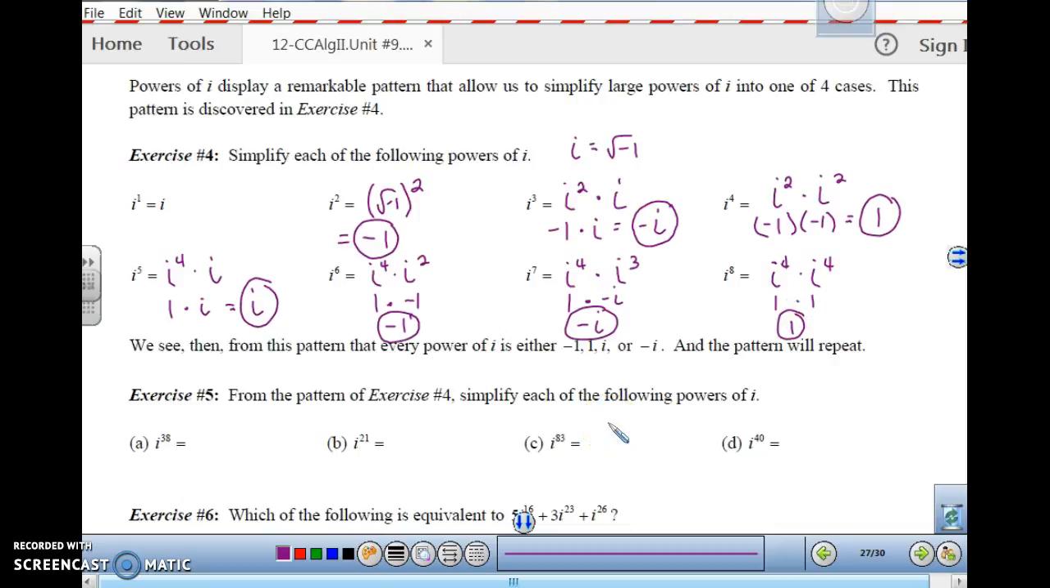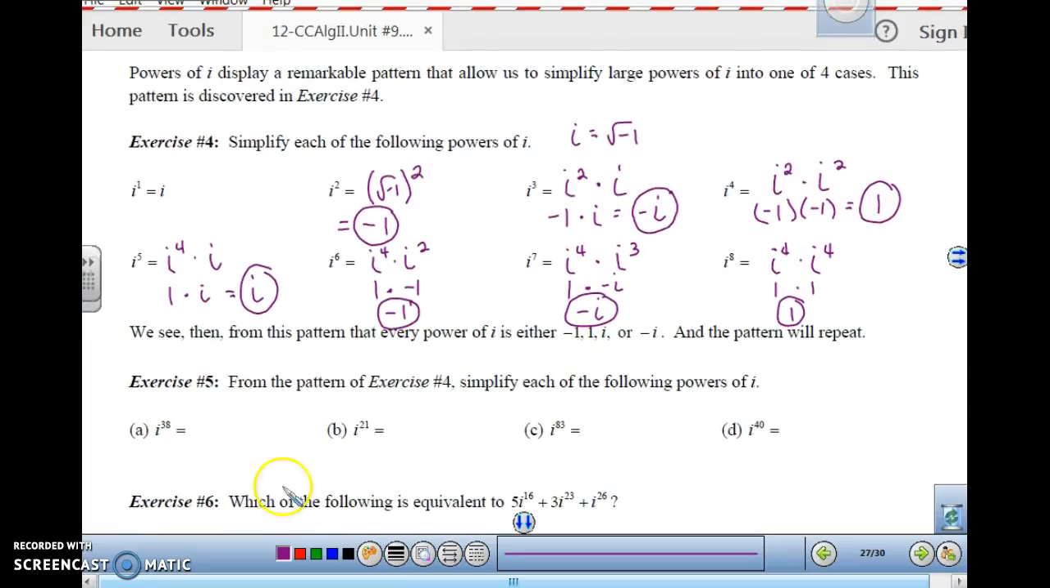All right, so look at our pattern here. Your pattern is i, negative 1, negative i, 1. i, negative 1, negative i, 1. The pattern will repeat every single time. So the trick to doing this is to get the highest power of i to the 4th that you can, and then multiply by the rest of it.